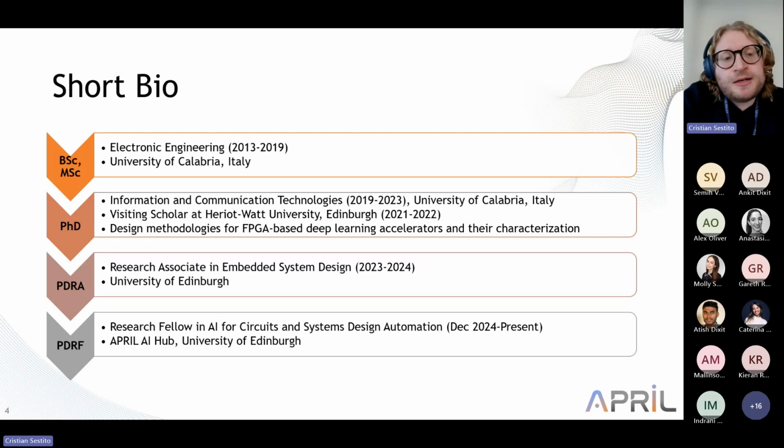After that, I moved definitely to Edinburgh for working, starting as a postdoctoral research associate in embedded system design here at the Center for Electronics Frontiers. And in the same center, I moved as research fellow in AI for circuit and system design automation in December, being part of the April AI Hub at the University of Edinburgh.